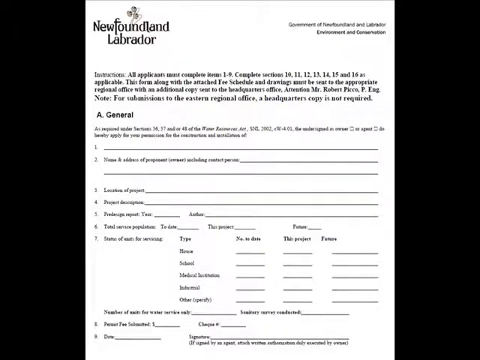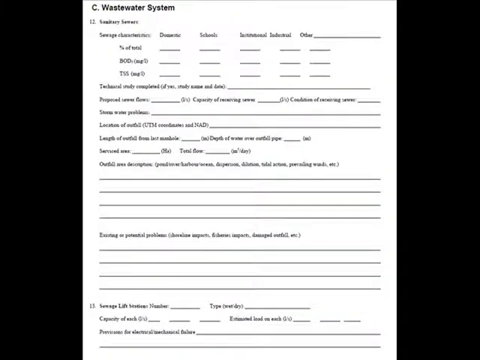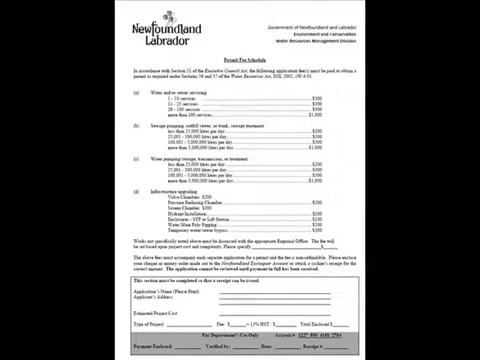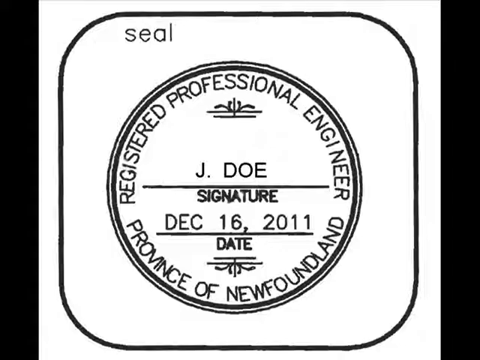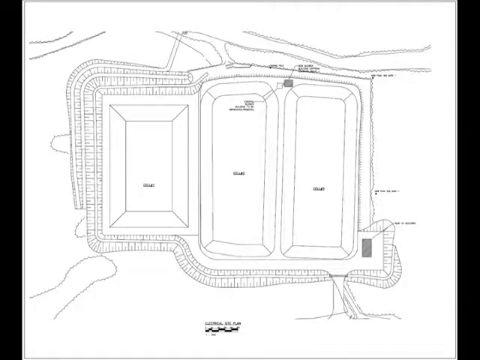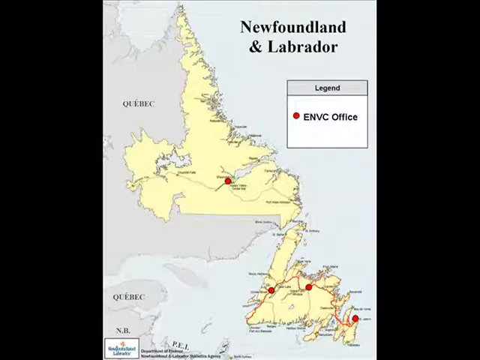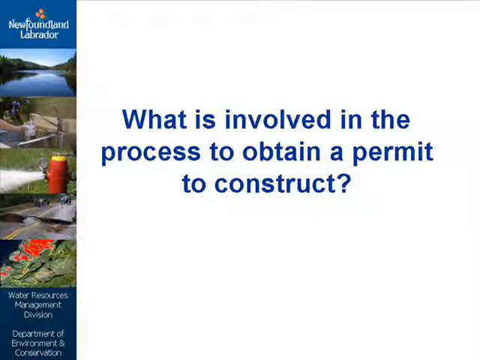In addition to the permit application, the application package should also contain an application fee and fee schedule, and all engineering design work associated with the project prepared and certified by a professional engineer licensed in the province of Newfoundland and Labrador. Paper and digital PDF copies of drawings must be submitted. Regional offices may be contacted if assistance is required on any aspect of the design evaluation process.